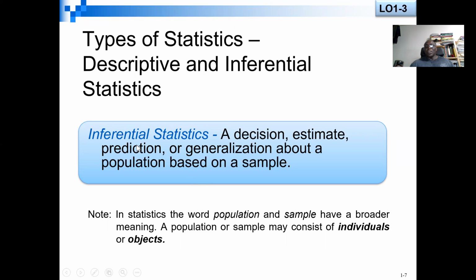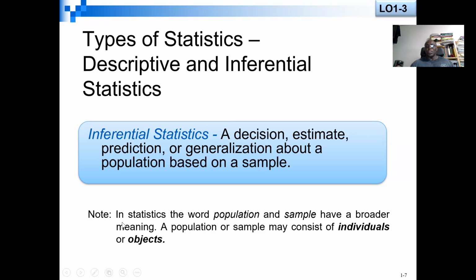Now, as we said earlier, inferential statistics is about decision making. So a decision, estimate, prediction, or generalization about a population based on a sample. So we have to take a sample from the population. Then we can analyze it. For example, when we say a prediction, we can use something like a regression analysis, and the generalization concept, decision, estimate. We will cover all these topics.